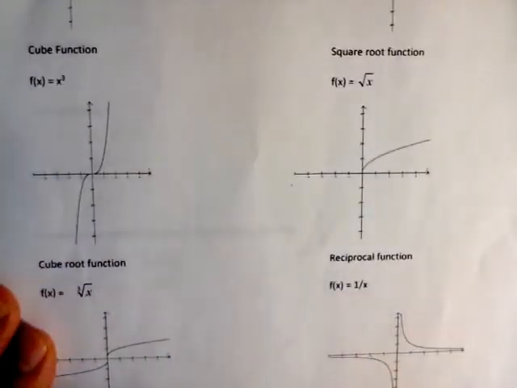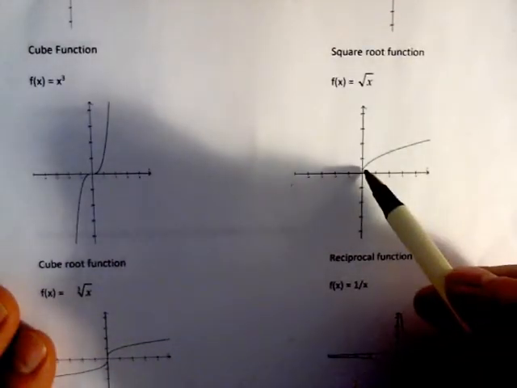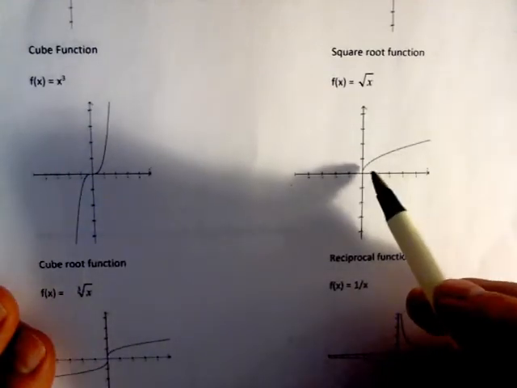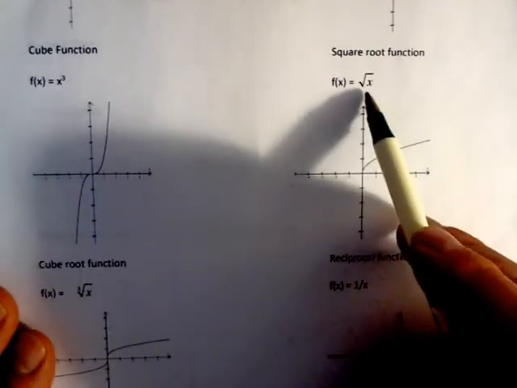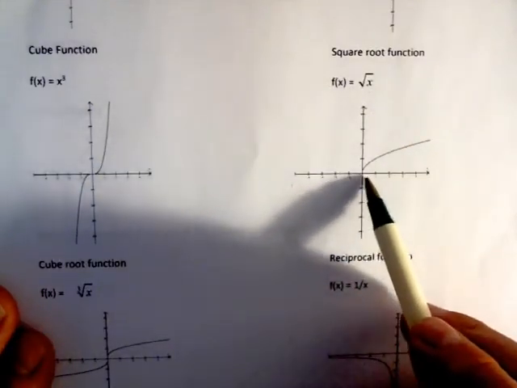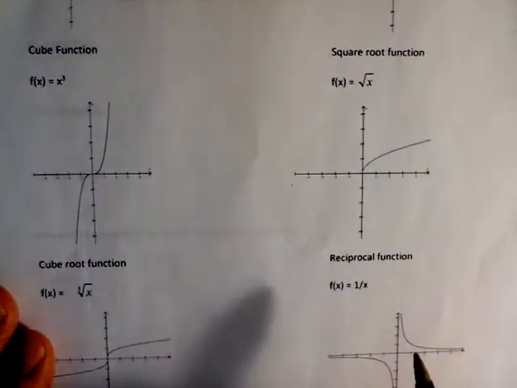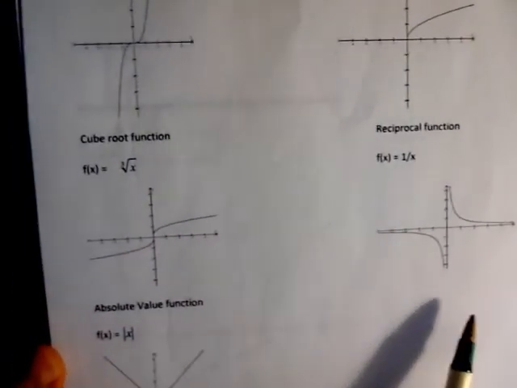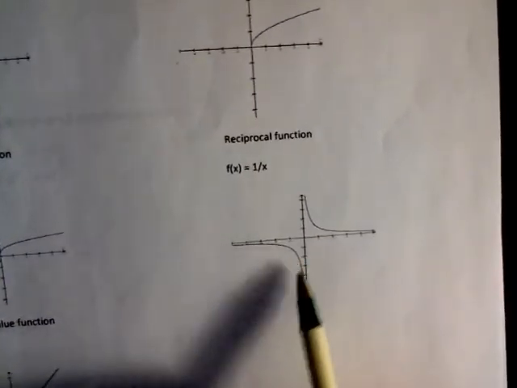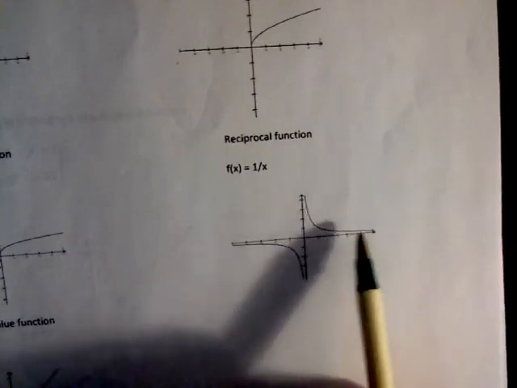The square root function. Now, this is almost like half a graph, but in theory, it cannot go anywhere left here because the square root of x must be 0 or bigger. So that's why it begins at 0, 0, and there are no negatives. We have the cube root function. It will always look like that. The reciprocal function, and it's kind of scary looking, but it's okay.